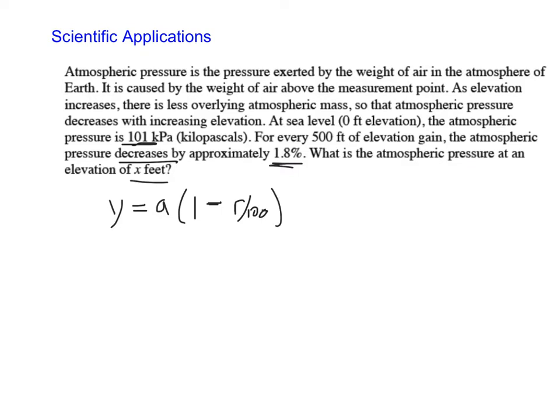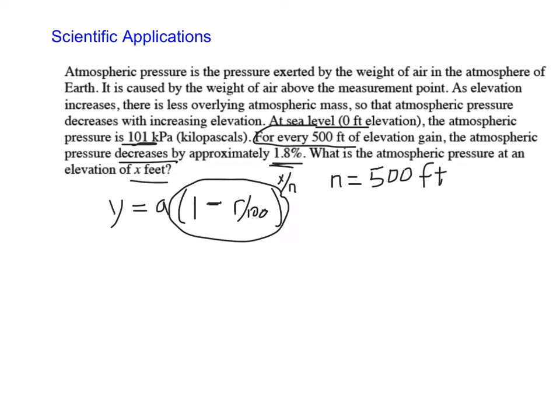raised to the x over n. In this case, n is going to represent 500 feet, because in the problem it says for every 500 feet I'm going to end up compounding 1 time. So let's just build a little bit of a table and take a look at what I'm referring to.